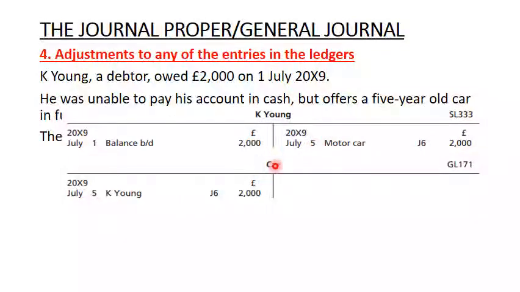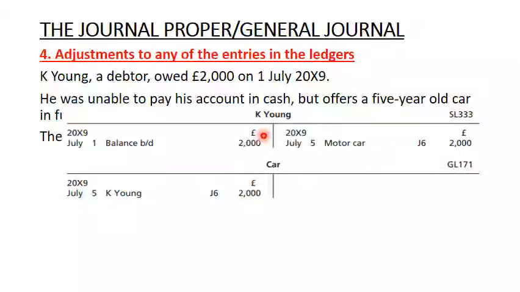Then the motor car account is going to have K Young receiving 2,000, meaning that, let me say that again, the motor car account is going to receive 2,000 because the company has received a motor vehicle worth 2,000 from this guy K Young. So the motor car account 2,000 from K Young. Now this is not a journal proper, so this has to be recorded in the journal proper.